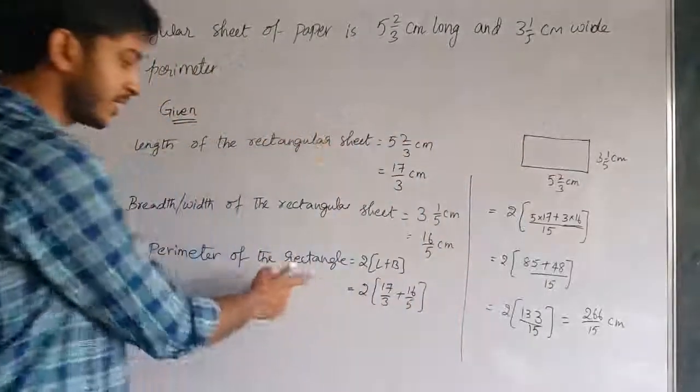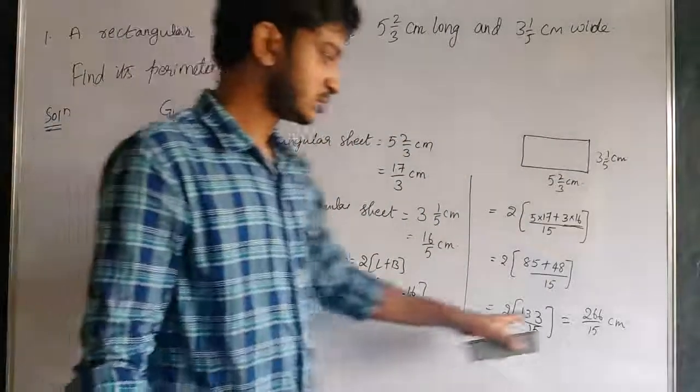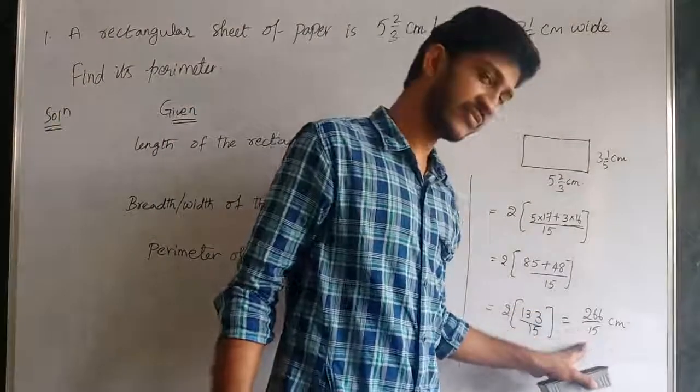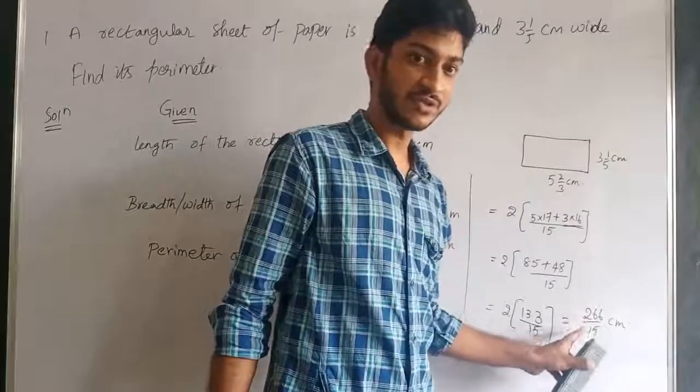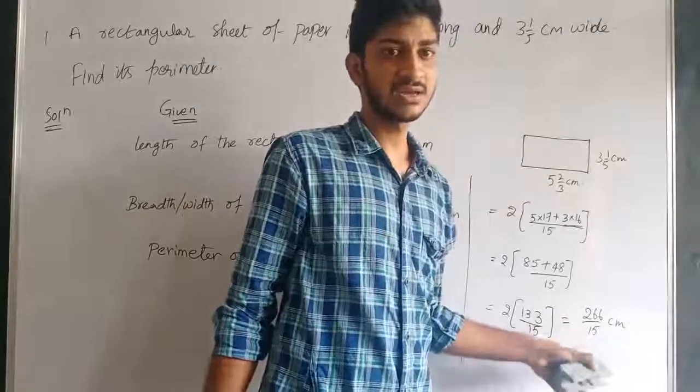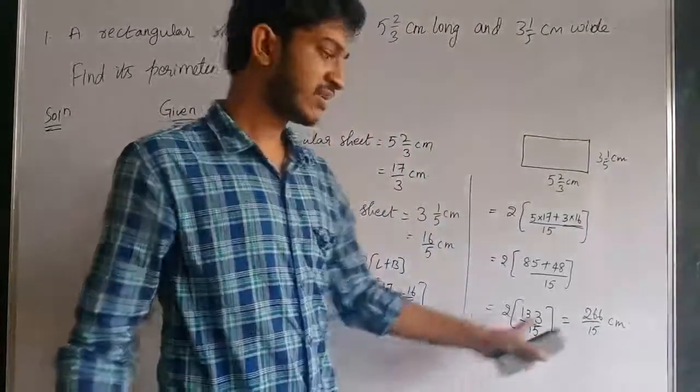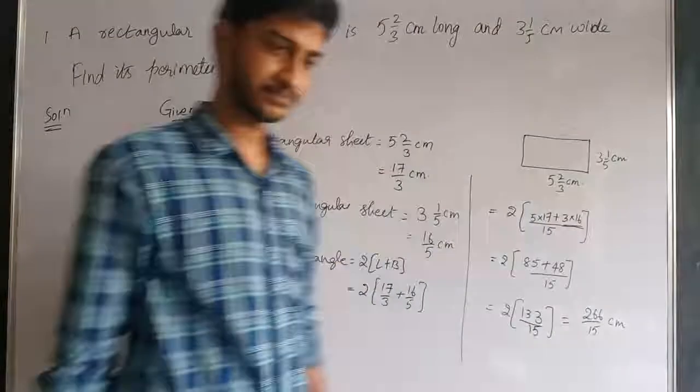What is the perimeter here? Perimeter of the rectangular sheet is 266/15 centimeters. Okay, this is in fractional form. If you want to write it as a mixed fraction, convert this into a mixed fraction by dividing these two numbers. Okay, children?